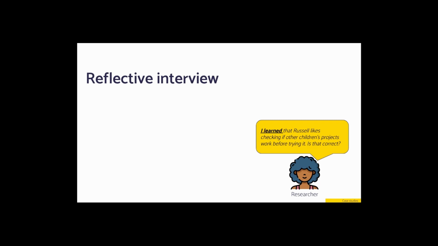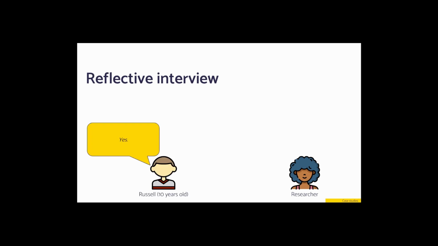Finally, in the reflective interview, we concluded by asking children to grade our preliminary assumptions. We started the session listing all the things we had learned. In this example, we wanted to confirm with Russell his preference for searching videos on YouTube. And then we said, "I learned that Russell likes checking if other children's projects work before trying it. Is that correct?" But children are used to correcting adults, as evidenced in the quote by Russell.